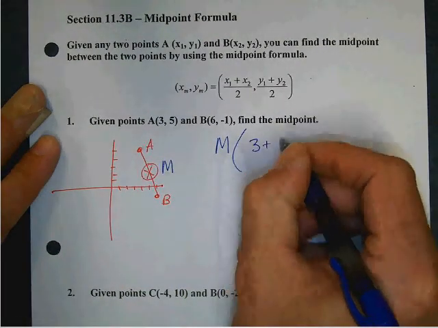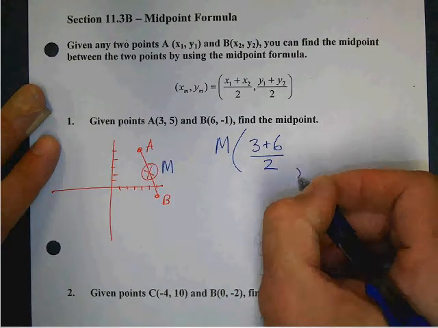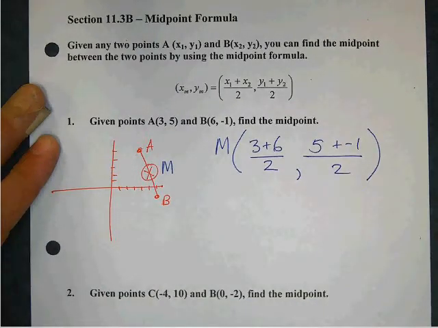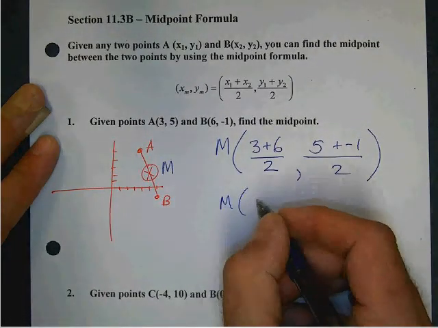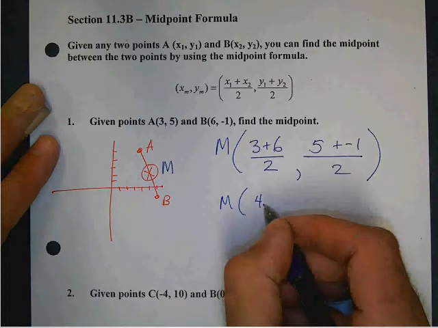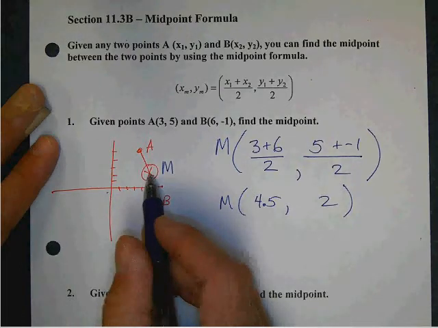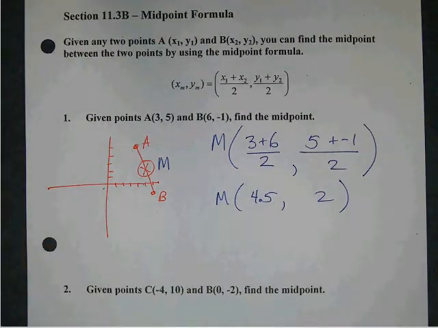3 plus 6 over 2, comma, 5 plus negative 1 over 2. 4.5, because that's 9 over 2. Okay, 4.5 and 2. How close was I? Is it about 4.5 and 2? Now, considering my sketch is really rough, which is a better way to find the midpoint, algebraically or graphically? Algebraically, I would think. Add them together, cut them in half. Is this pretty easy? All right, let's look down.